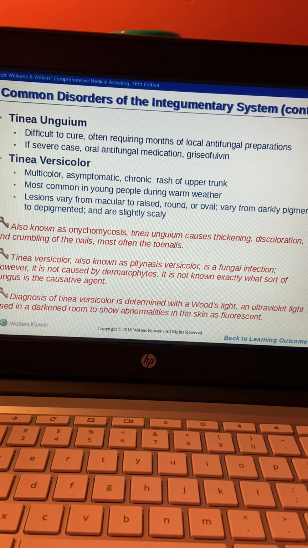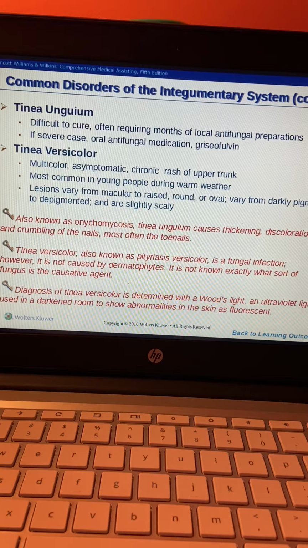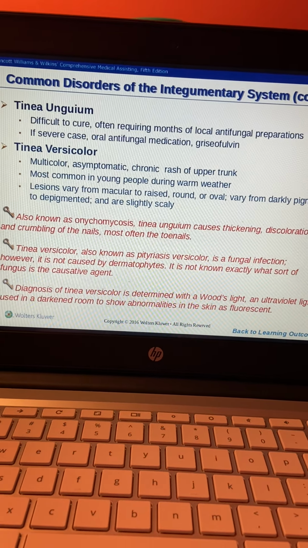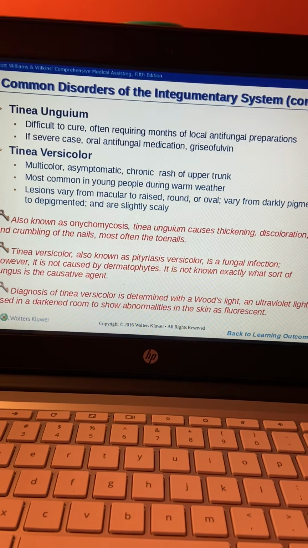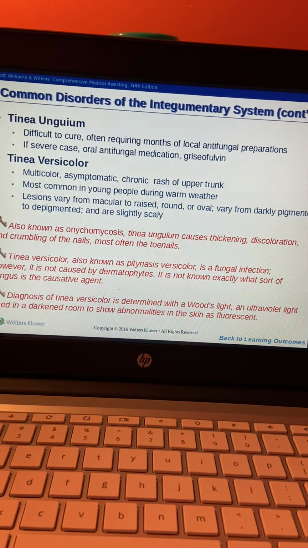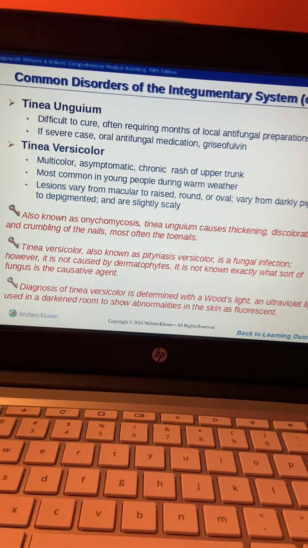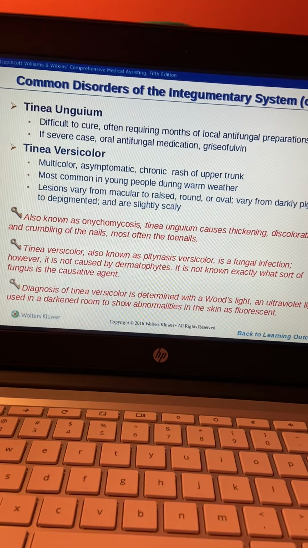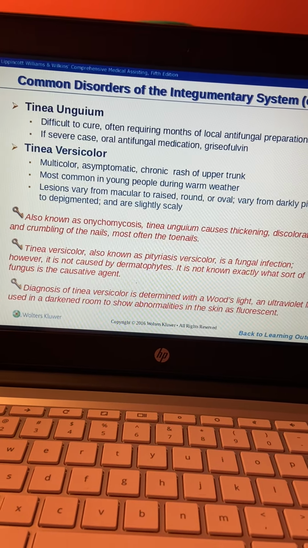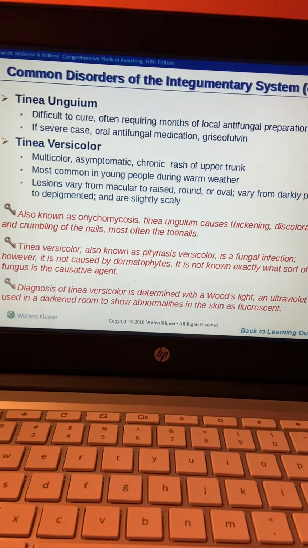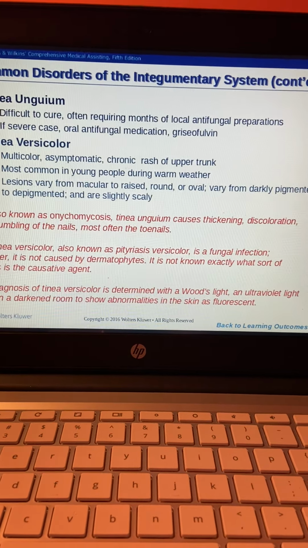Tinea versicolor, also known as pityriasis versicolor, is a fungal infection. However, it is not caused by dermatophytes. It is not known exactly what sort of fungus is the causative agent. It is a multicolored, asymptomatic chronic rash on the upper trunk.